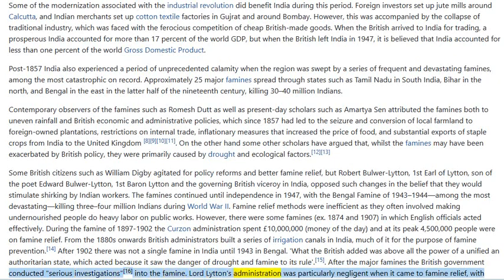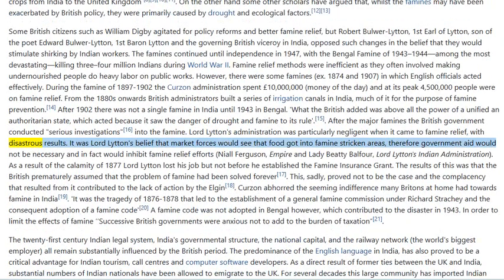Lord Lytton's administration was particularly negligent when it came to famine relief, with disastrous results. It was Lord Lytton's belief that market forces would see that food got into famine-stricken areas, therefore government aid would not be necessary and in fact would inhibit famine relief efforts. Niall Ferguson, Empire, and Lady Betty Balfour, Lord Lytton's Indian Administration.